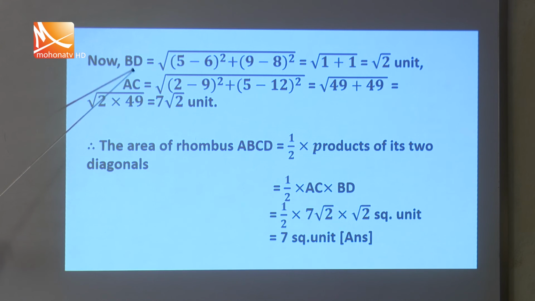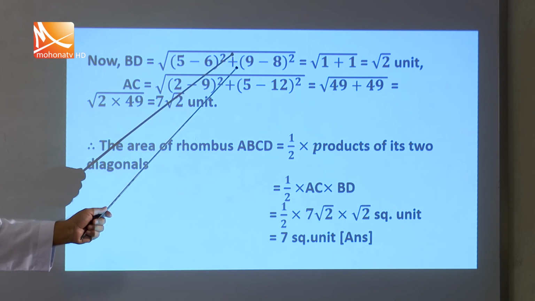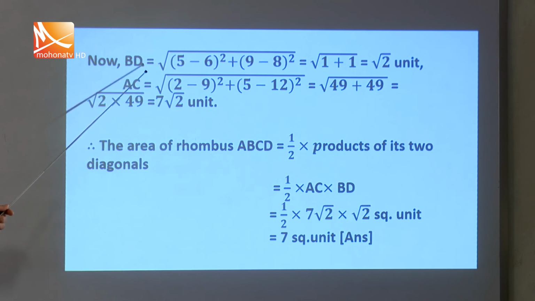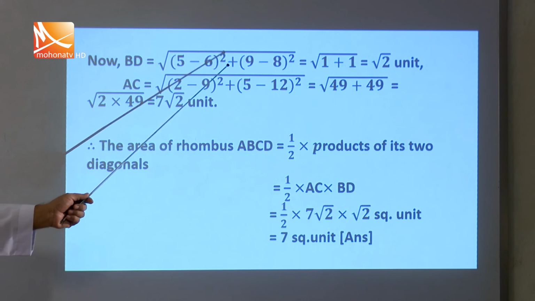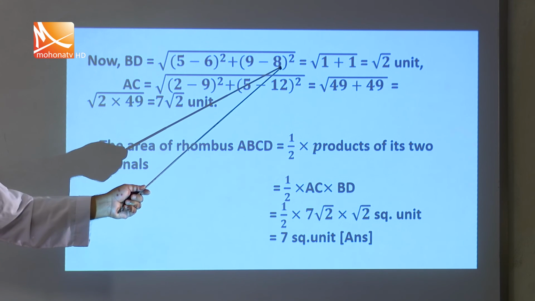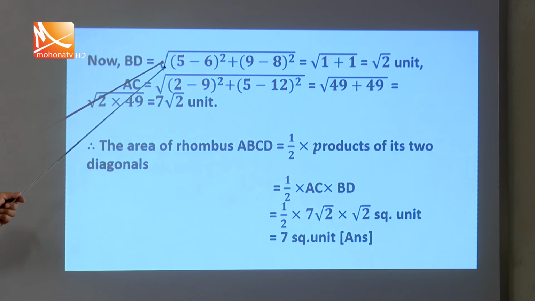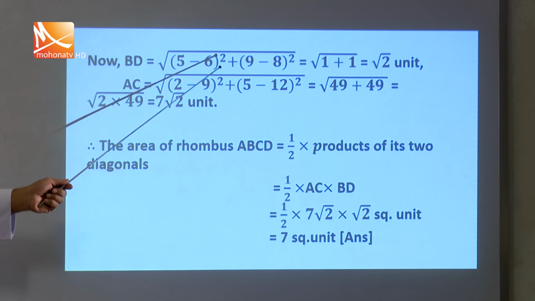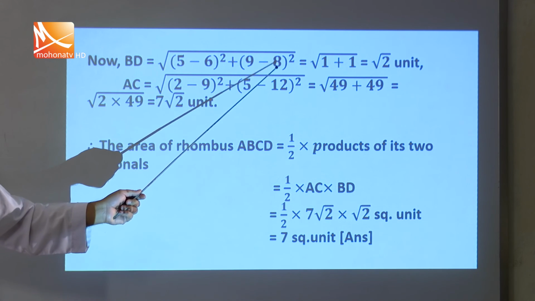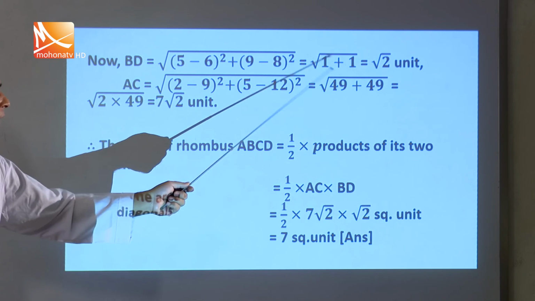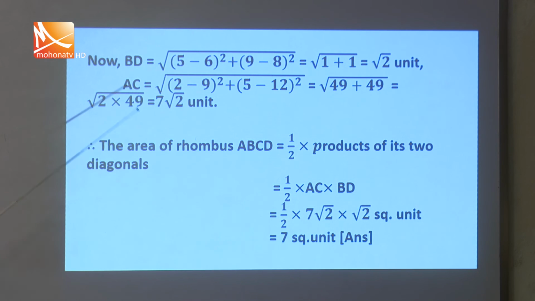BD we will find with the help of the distance formula, square root of (x1 minus x2) whole square plus (y1 minus y2) whole square. That's why it will be square root of (5 minus 6) whole square plus (9 minus 8) whole square, equals square root of (minus 1) whole square, which is 1, plus (9 minus 8) whole square, which is 1 square, means 1. So it will be square root of 2.